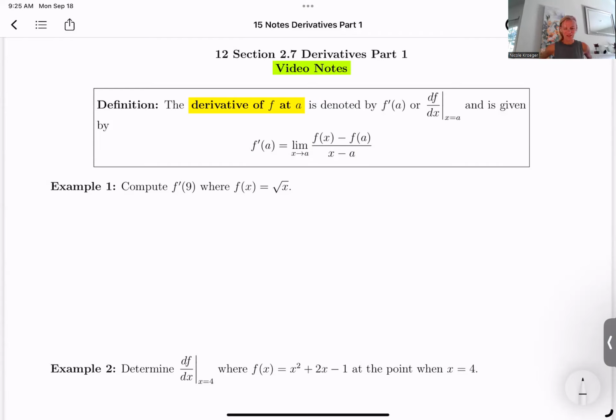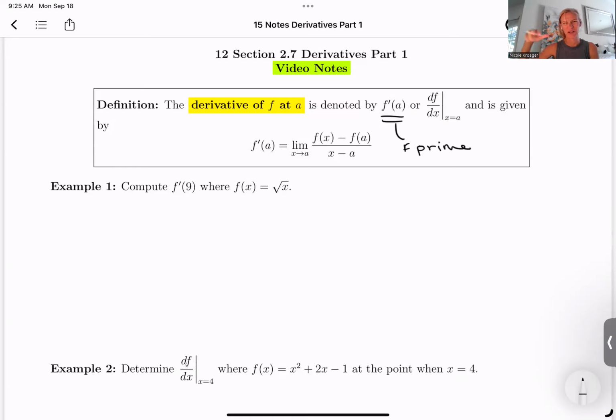So I'm going to define the derivative to be denoted like this, f with a little apostrophe. And we read this as f prime. So that's how that's read, f prime of a. A is the thing in there.